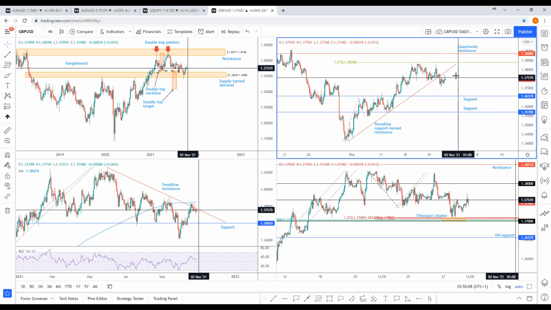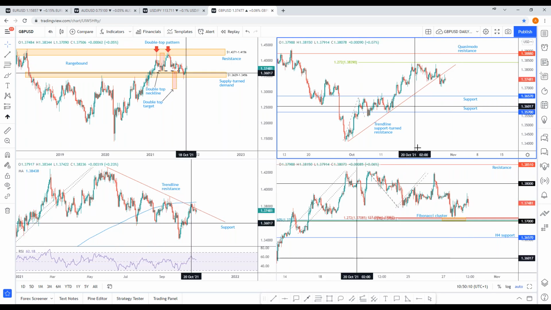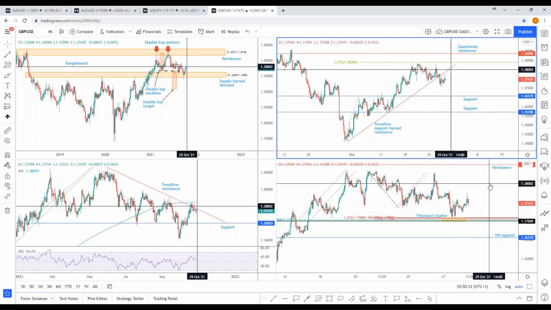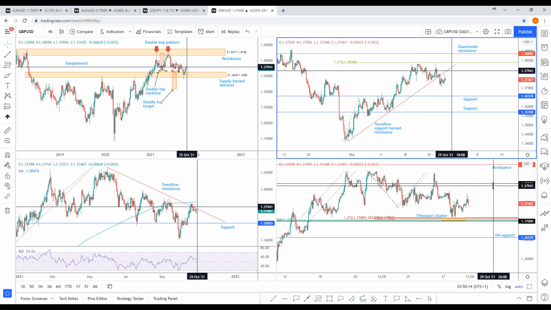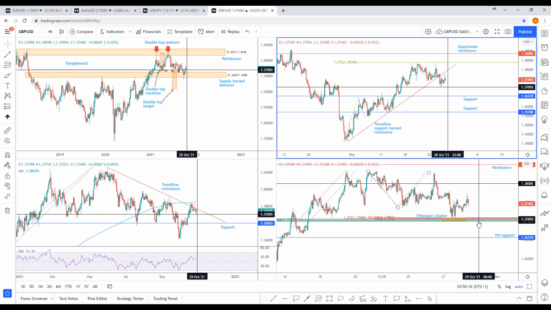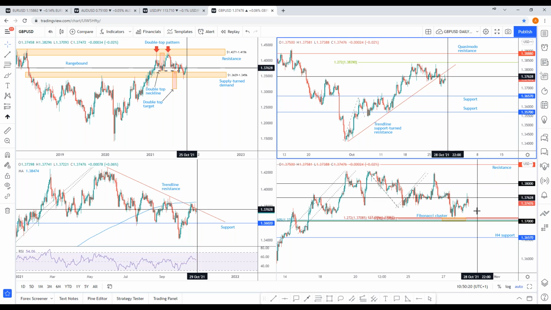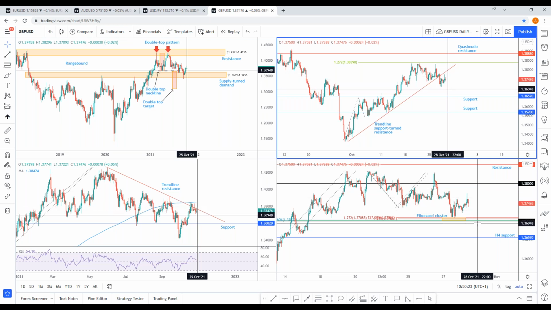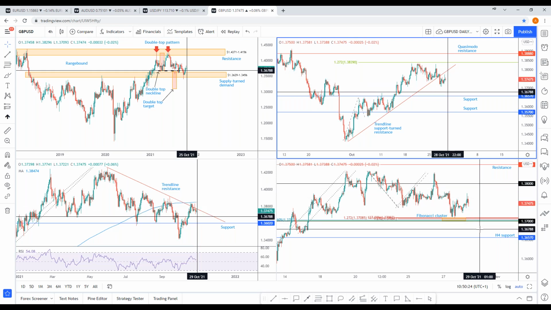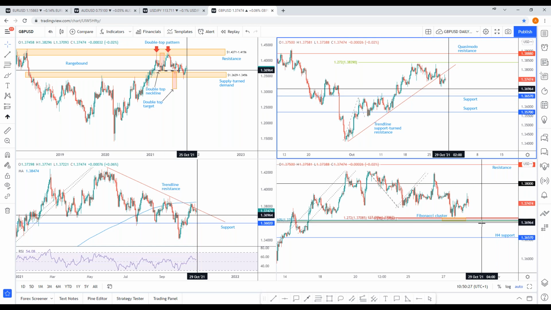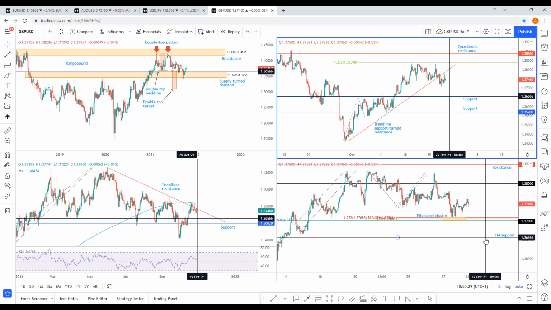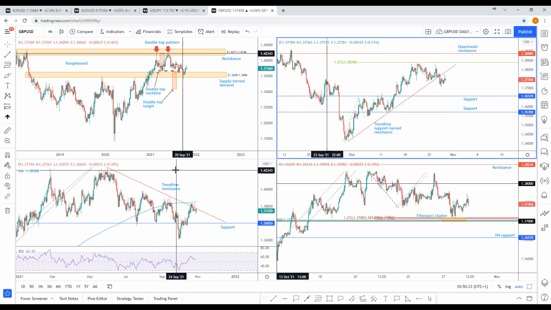Now, knowing all of this, knowing this picture, again, I would probably be looking at the 138 figure as a possible resistance. If we fail to reach this area, which we may well do, and break below here, there's potentially short-term selling opportunities from below the 138 region to the H4 support at 36.57, just going on this whole picture.